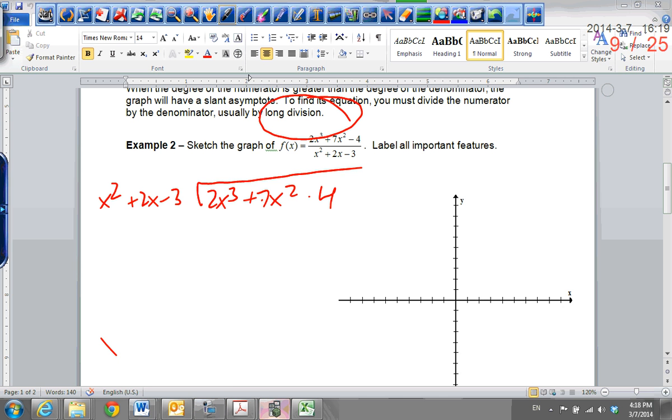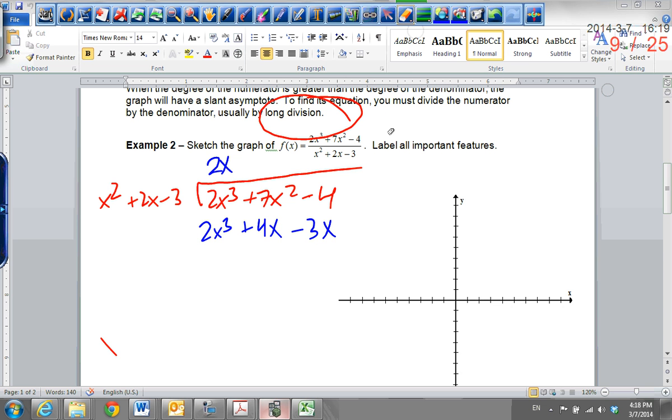Okay, so we're doing long division here. It's frustrating, I know, and I'm sorry, but you just got to work through it step by step. So the first thing, 2 and an x. So we put 2x times that gives me 2x cubed. 2x times that gives me 4x squared. 2x times negative 3 gives me negative 6x.